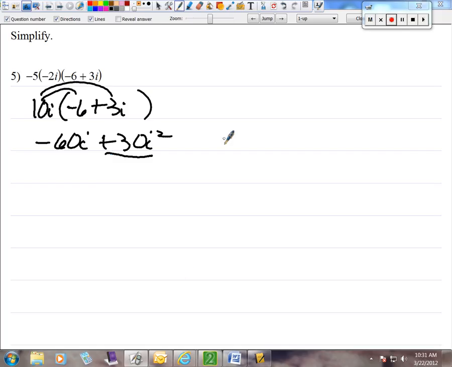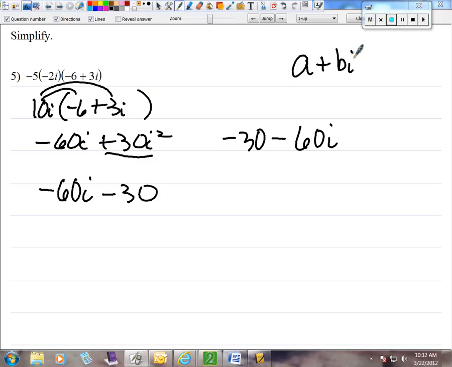Now here's how you'd write your answer. If you had this, negative 60i minus 30, it's not wrong, but it's not written in the right form. It's always supposed to be written in a plus bi form when you're finished. The i, or imaginary, comes second. Now, how many had this right, though? Okay. By the way, give yourself 2 bonus points, and on the other one, too. 2 on the other one if you got it right.